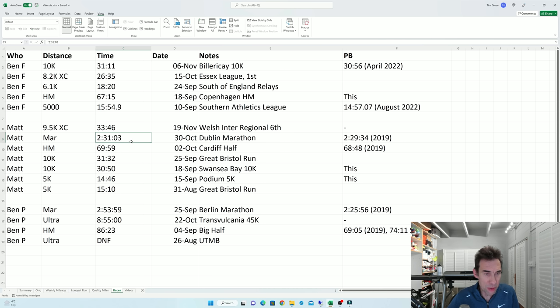I thought that 2:31 marathon was very impressive coming off the back of that, but it'd be interesting to see whether that theory works out, whether he can actually go substantially faster than that in the actual marathon in Valencia. Now, Ben's approach is obviously somewhat different.